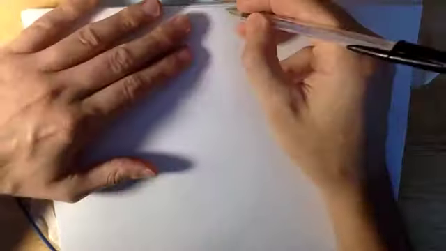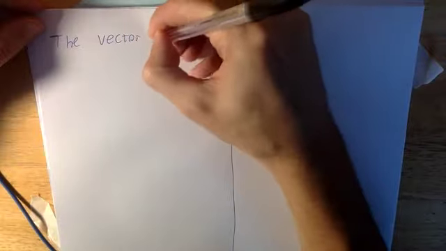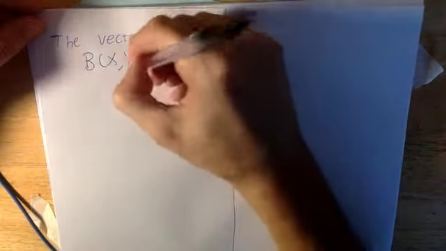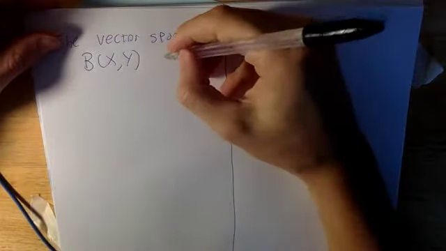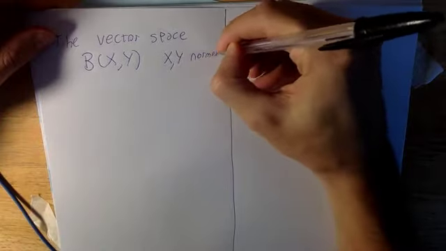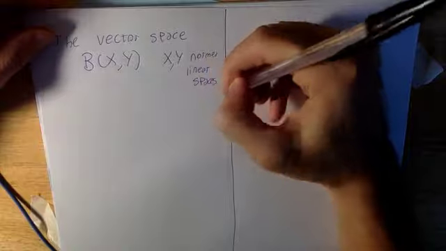Okay, so welcome to the next class of functional analysis. So today we'll be looking a bit further into the vector space B(X,Y), where X and Y are normed linear spaces.